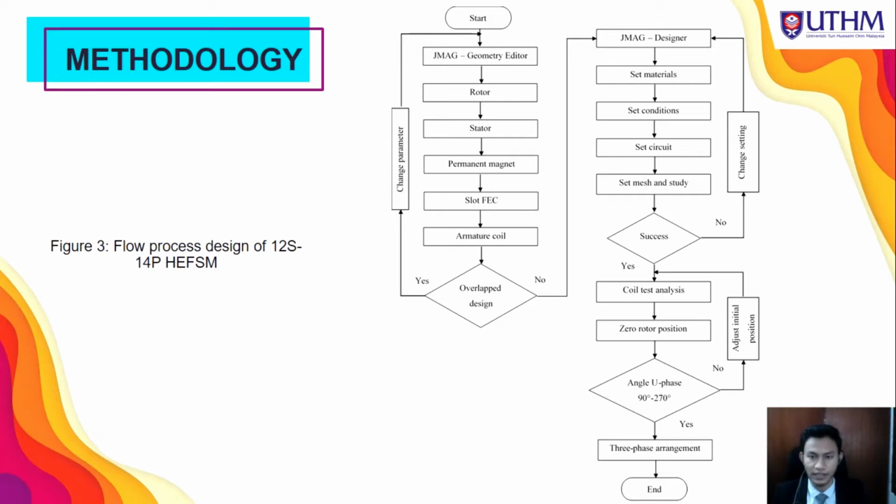If the angle of the U phase is not in the range of 90 until 270 degrees, we need to change the initial position until it is in range of the U phase, which is 90 until 270. So that's why I changed the rotor position to negative 2.2. If yes, we need to proceed with the three-phase arrangement.